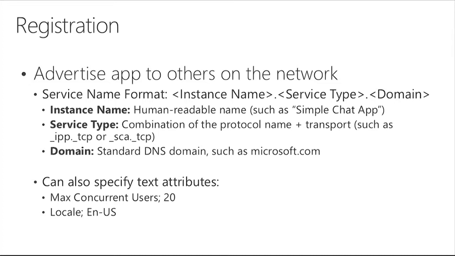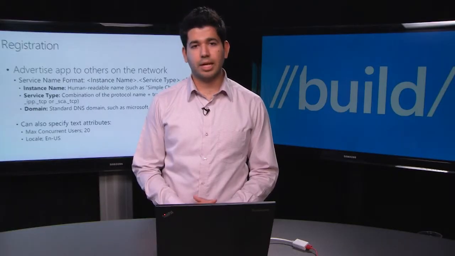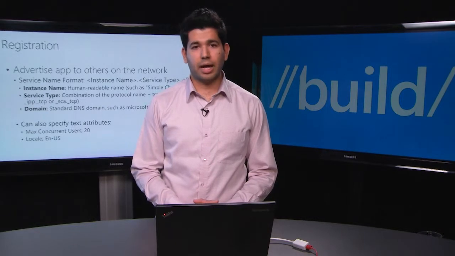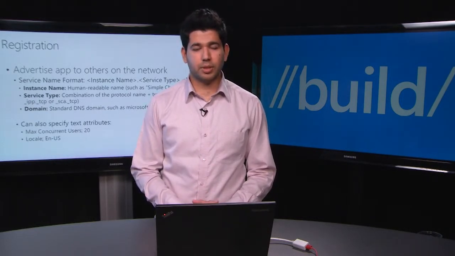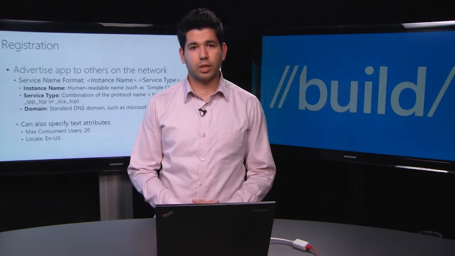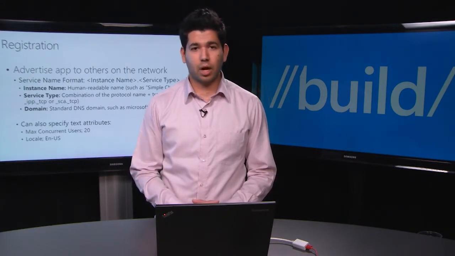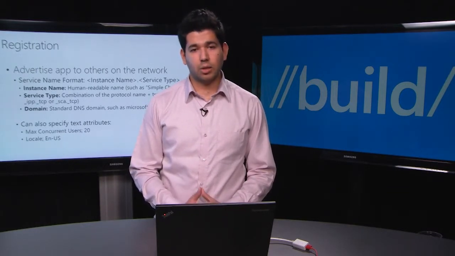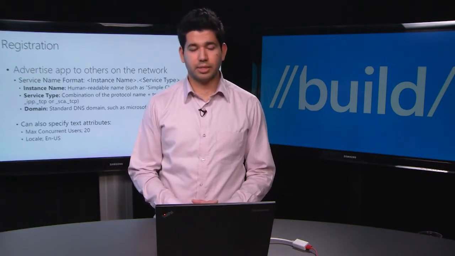For your app, you can also specify text attributes that other apps can parse. These are things that might be important to other apps or instances of your own app. For example, if you're building a simple chat application, other apps may want to know what is the maximum number of concurrent users that the app can handle. You may also want to specify the locale, for example, English US.